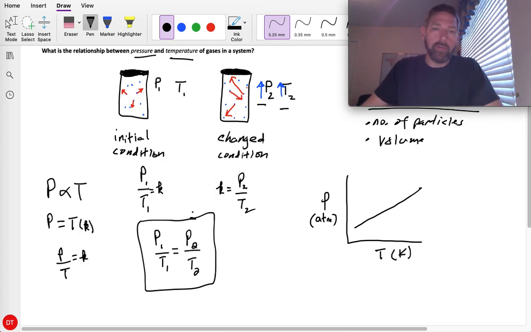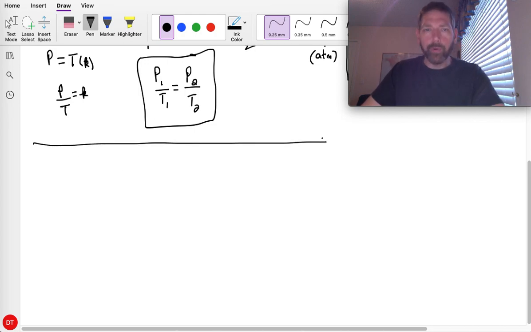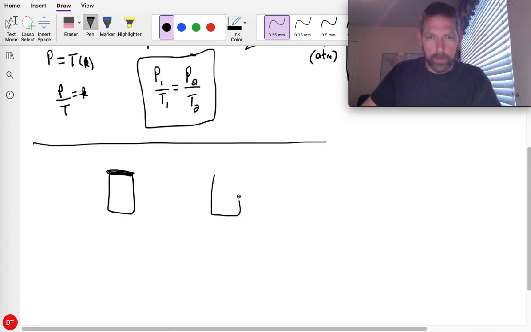All right, so you're already very familiar with this. Let's go ahead and do a practice problem. Let's just mathematically work this out a little bit. So we've got our system, again, just some container, and then that container obviously is going to undergo some sort of change, right? And so we've got our initial condition, and then we have our changed condition.